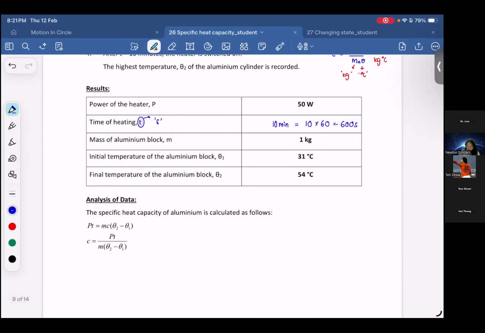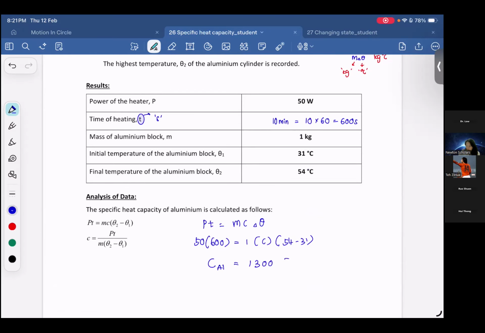Okay, so here I can just use P times t equals m times c times change in temperature to do the calculation. After I do the substitution, I only move things here and there. So this one is 50 times 600 equals 1 kg times c unknown times this one, 54 minus 31. So my specific heat capacity for aluminium in this experiment, we will get 1,300 joule per kg per degree Celsius. Okay, so this is our c from the experiment.